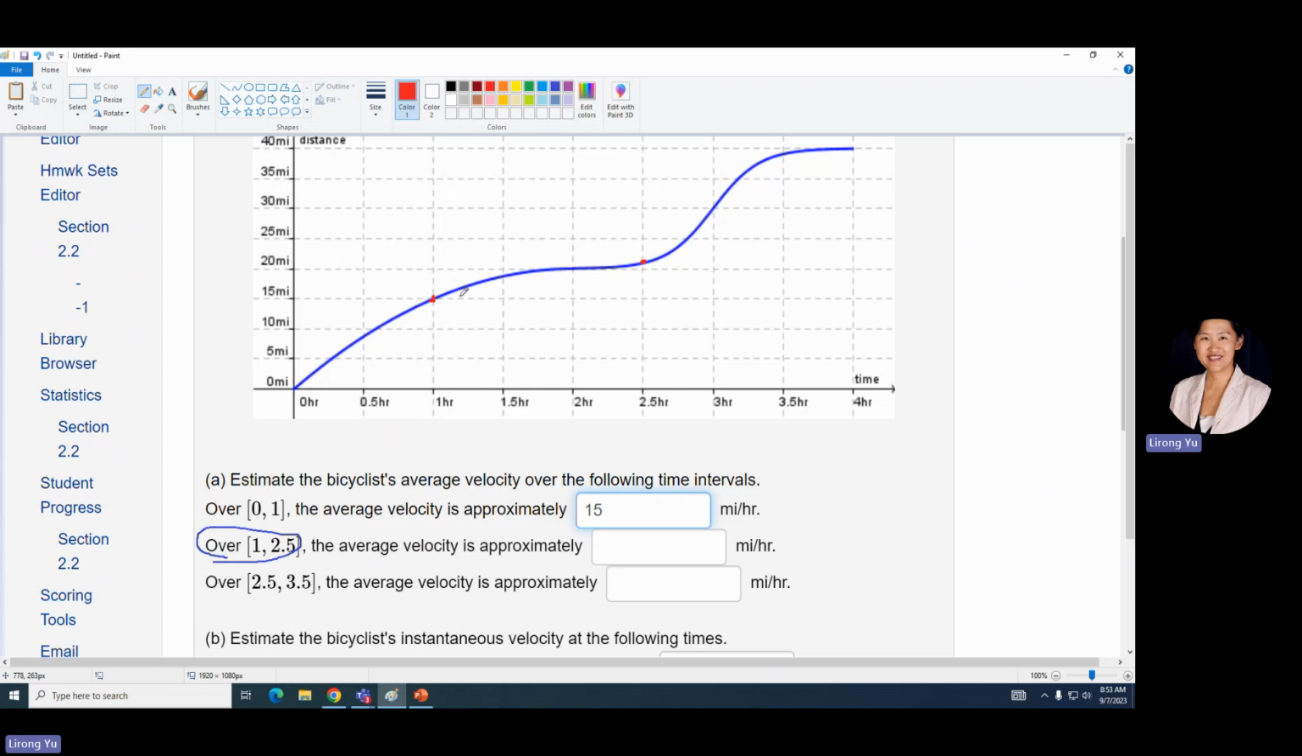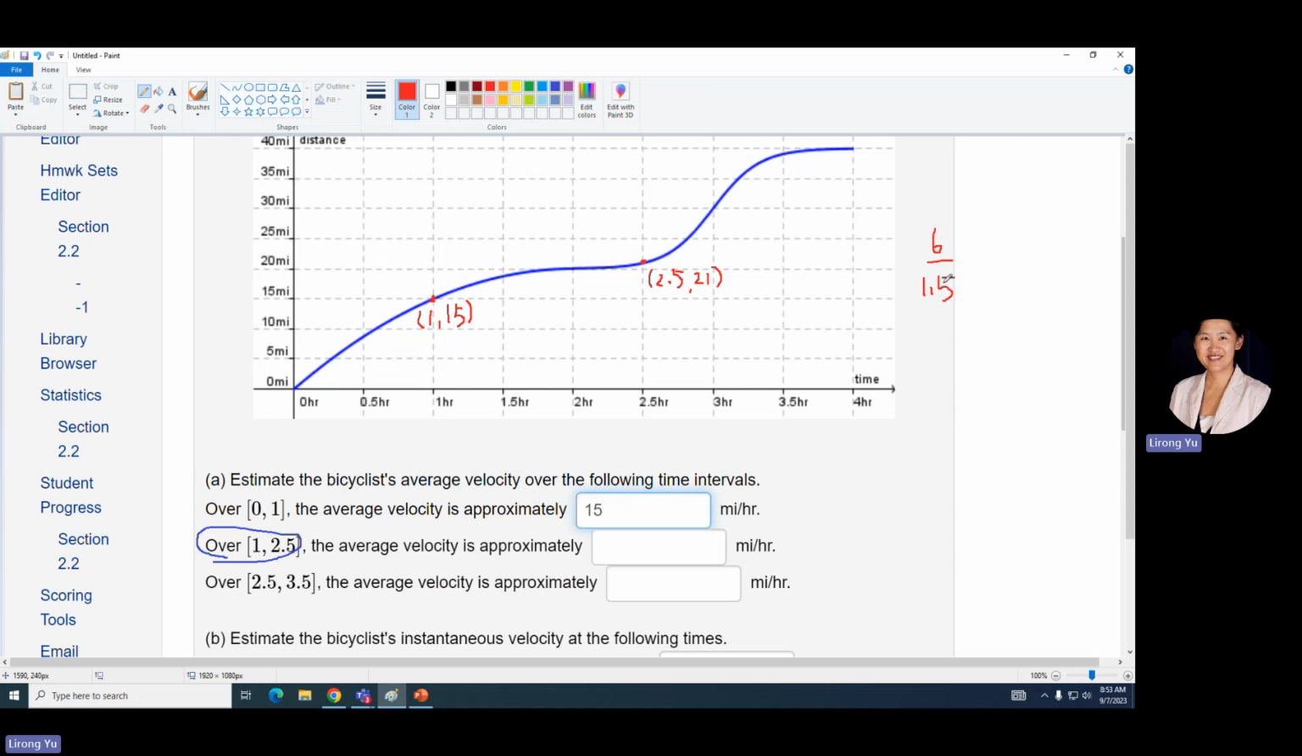Estimating the velocity, so we're trying to find the slope. This point is 1 for the time and 15 for the position. Now this one is 2.5 for the time, and 21, let's assume. Okay, so then you work on trying to figure out the slope. You subtract the y values and subtract the x values. 21 minus 15 is 6, and 2.5 minus 1 is 1.5. So you can go 6 divided by 1.5, that's roughly 4.